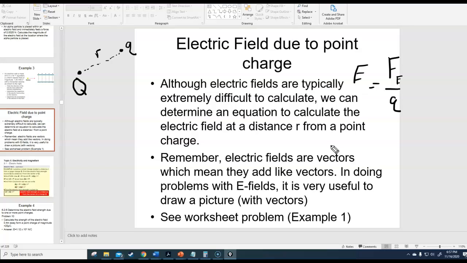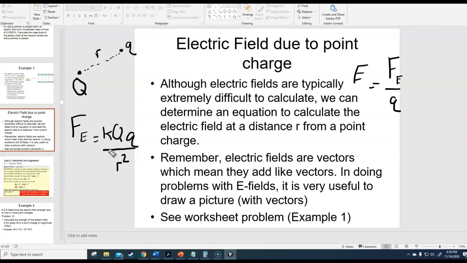However, I actually know how to calculate the electric force between big Q and little q, because that's one of the first things we talked about in this unit: how to find the electric force between 2 point charges, and that is using Coulomb's law. Remember, Coulomb's law allows us to calculate the electric force between 2 charges. That would be k times Q1 times Q2 divided by the distance between them squared. Now in this case, we're going to call Q1 big Q, and Q2 little q, and the distance between the two we still call r.